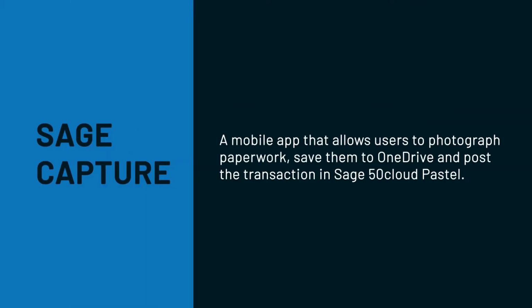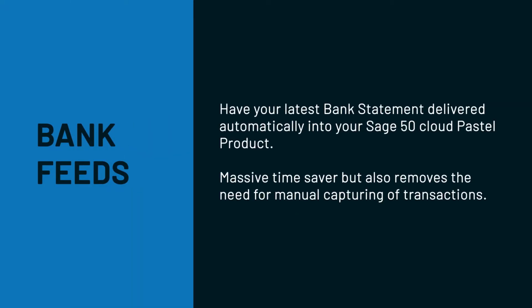Sage Capture is also one of the new cloud features introduced within the new version. This allows you to take a photo of your source documents, save them to OneDrive, and post the transactions into Pastel. For example, if you go out to a coffee shop, you were on a business trip, you can now take a photo of that slip and then you can put it onto OneDrive and then your accountant can post it into Pastel when she's in the office. Automatic bank feeds is also another great addition.